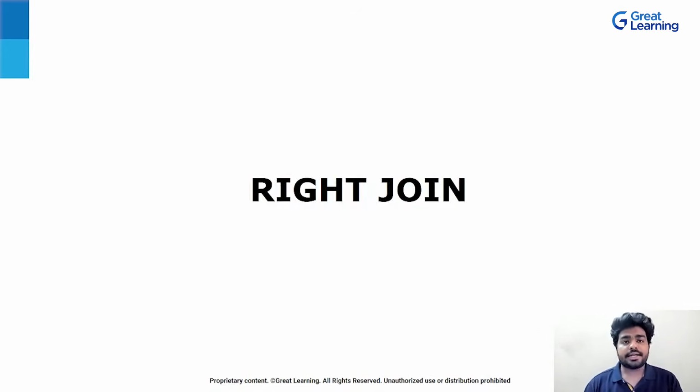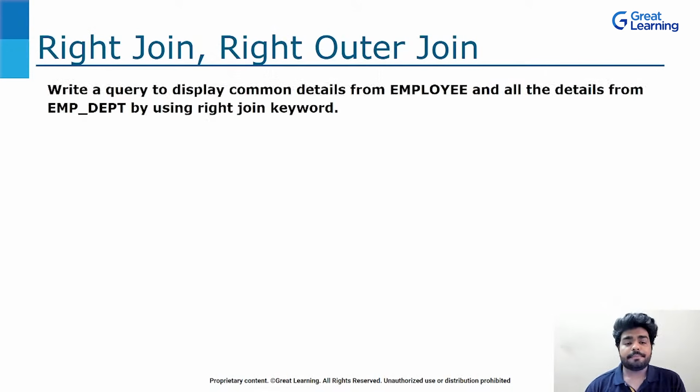Let's move to the right join and understand what this is. Right join means that from the right table everything will come, but from the left table only common details will come. So have a look at what I've written. Write a query to display common details from employee.